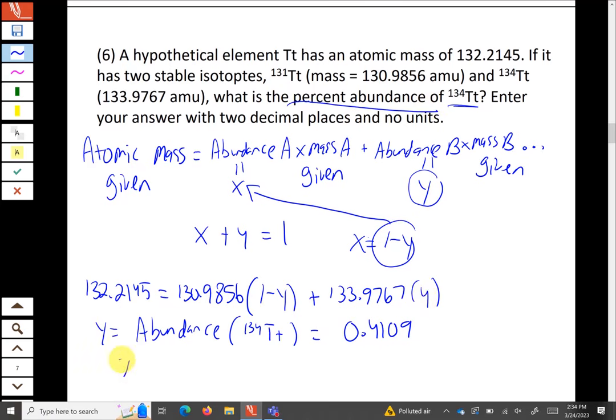Anytime you want a percentage, you have to multiply the fractional abundance by 100. So 0.4109 times 100 comes out with 2 decimal places as 41.09%. You would just enter the number 41.09 into Blackboard. All right, so if you do a problem like this, there is a decent amount of algebra involved, but your answer, of course, should be between 0 and 100. If it's outside of that range, you messed something up.